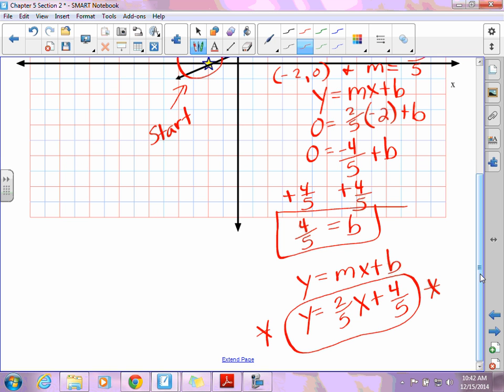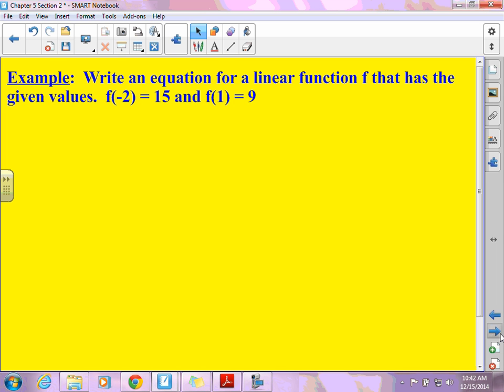All right, let's go on to the last problem. You're going to notice that this is some function notation. We're going to write an equation for a linear function f that has the given values of f of -2 equals 15 and f of 1 equaling 9, right? So if you remember from before, the first function, what's the ordered pair? -2 comma 15. Very good. And the second ordered pair would be 1 comma 9.